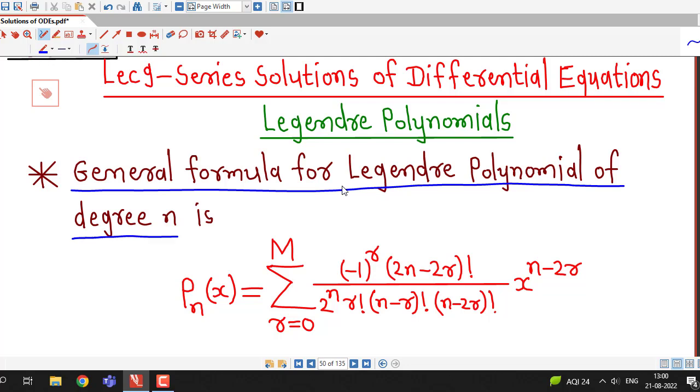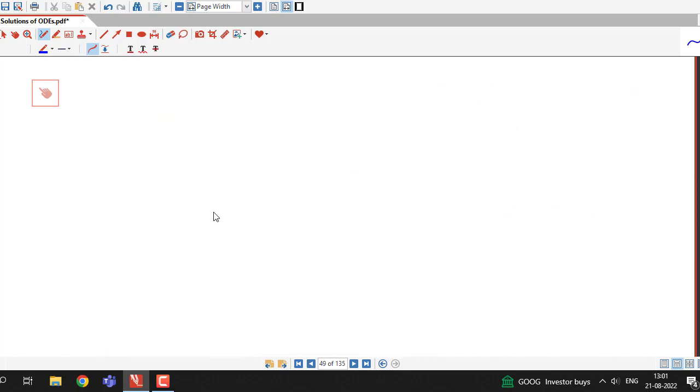This is the general formula for the Legendre polynomial of degree n, given by a finite summation: P_n(x) equals sigma r equal to 0 to capital M. In the numerator we write minus 1 raised to r times (2n minus 2r) factorial. In the denominator we have 2 raised to n times r factorial times (n minus r) factorial times (n minus 2r) factorial, into x raised to n minus 2r. So you can remember this formula easily.